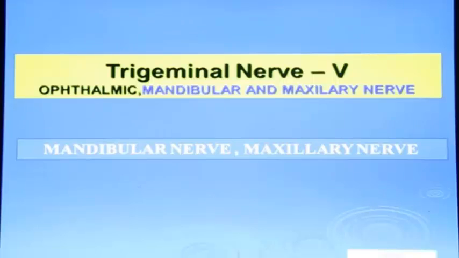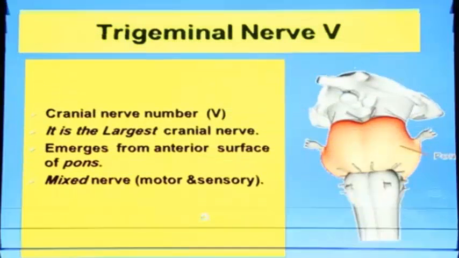Then we go to talk about the trigeminal nerve. The trigeminal nerve is the fifth cranial nerve. As we know, there are 12 cranial nerves, and number 5 is the trigeminal nerve. It has 3 branches: ophthalmic, mandibular, and maxillary nerve. We will talk today about the mandibular and maxillary nerve branches because they are related to dentistry.